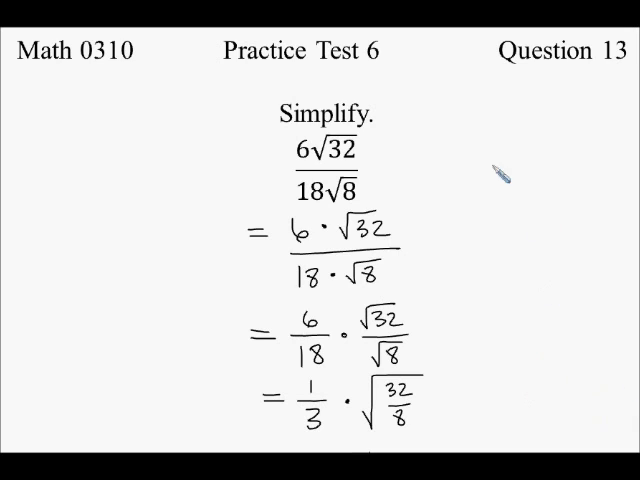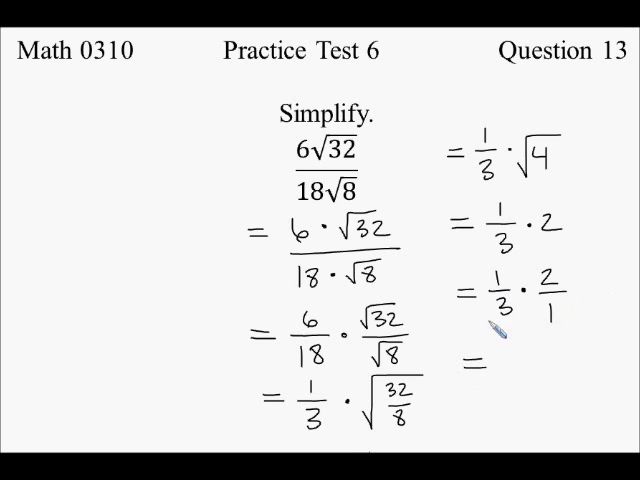So we have 1/3 times the square root of 32 over 8, which is really 4. And we happen to know the square root of 4, because 4 is a perfect square. The square root of 4 is 2. And so we have 1/3 times 2. If we're having a hard time seeing that, we can write our 2 as a fraction, 2 over 1. And when we multiply straight across with the numerators and the denominators, we're going to get 2 over 3, 2/3. And that is answer choice C.